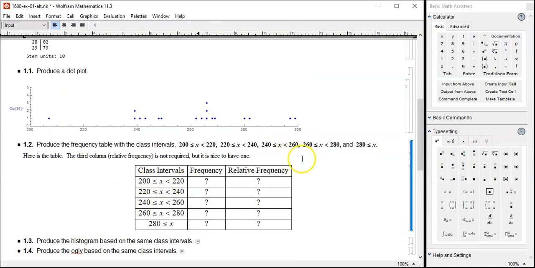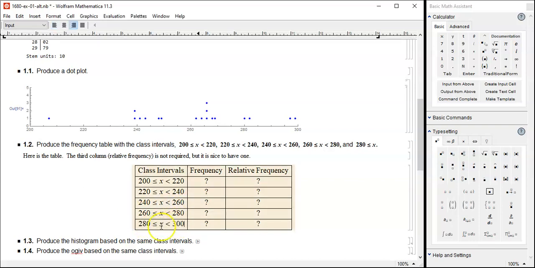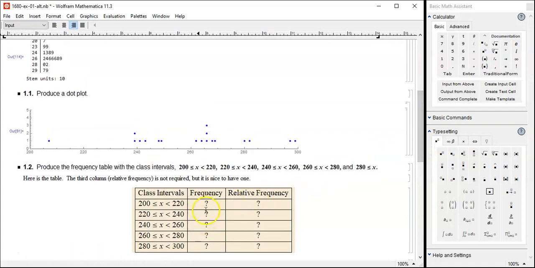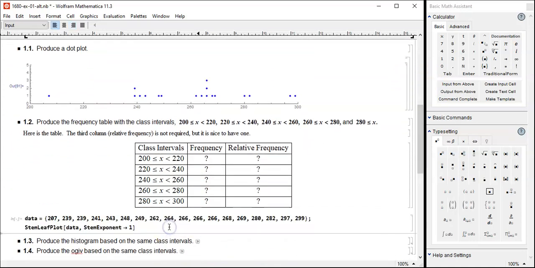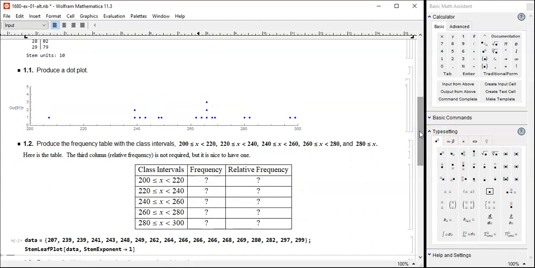Okay, so this thing is called a frequency table. Given class intervals 200 to 220, 220 to 240, 240 to 260, 260 to 280, 280 to 300, okay. Those are the class intervals. And let's count how many numbers, or how much data, you can find in each interval. I'd like to get that data set back down here. Okay, that's the data set. I just copied and pasted.